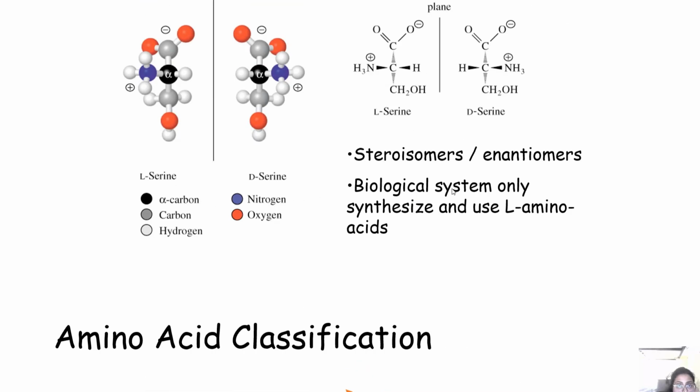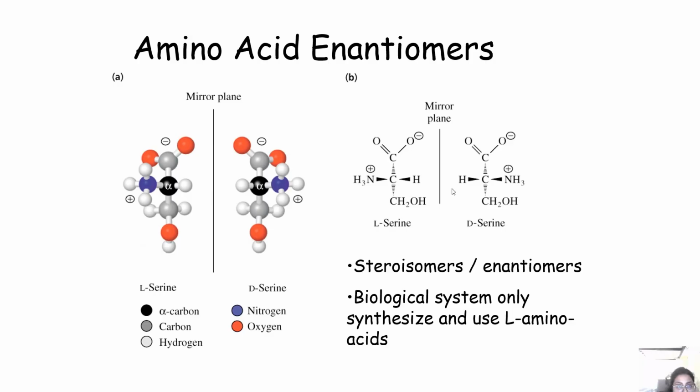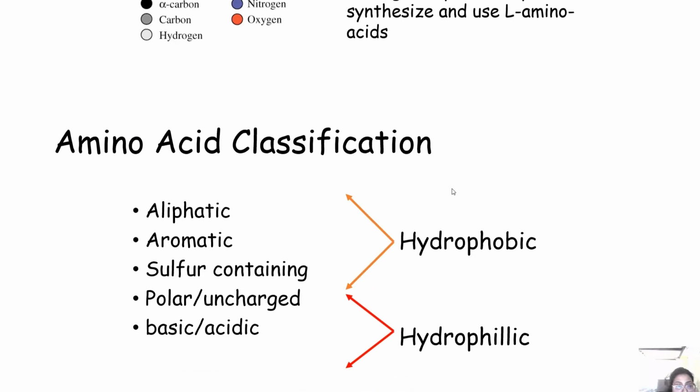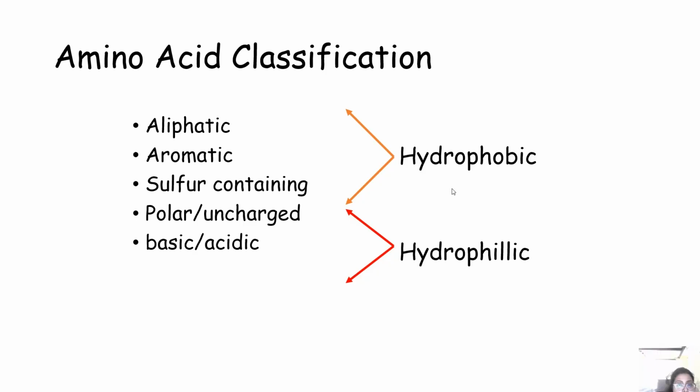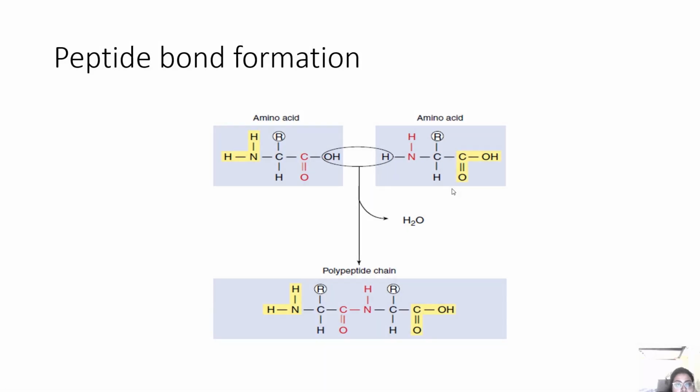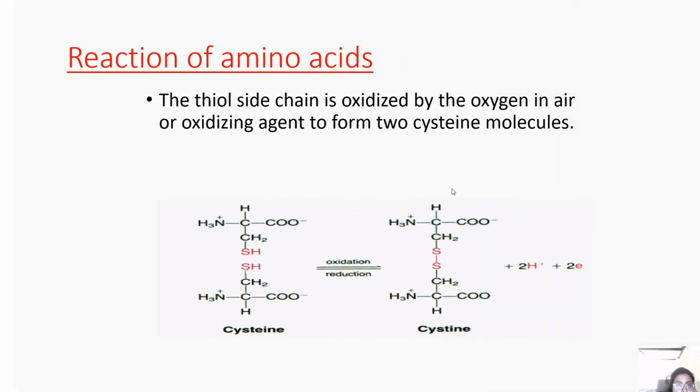Amino acid classification: enantiomers are basically stereoisomers. Biological systems can only synthesize and use L amino acids. Amino acids can be aliphatic, aromatic, sulfur containing, polar, uncharged, or basic, so they can be hydrophobic or hydrophilic. The peptide bond formation is shown here with the release of water.